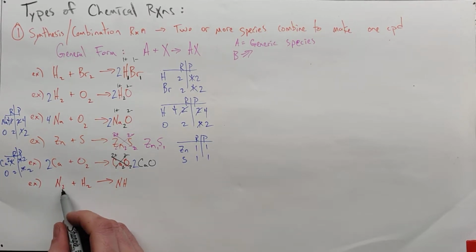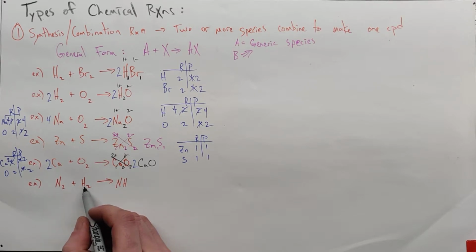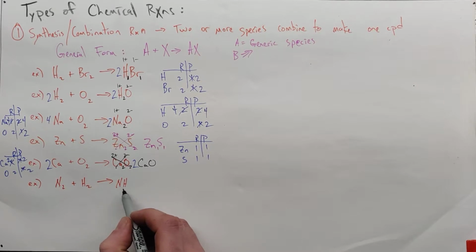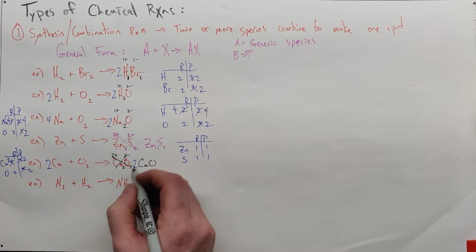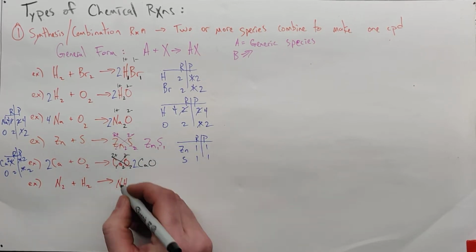It is by itself. That's why there's a 2. This is elemental hydrogen. It's diatomic by itself. That's why there's 2. Here they are in a compound. That 2 doesn't apply anymore. So now we're going to have to crisscross and reduce again.